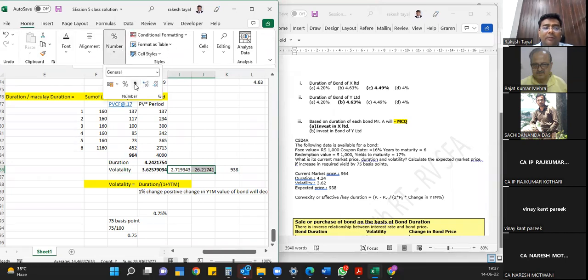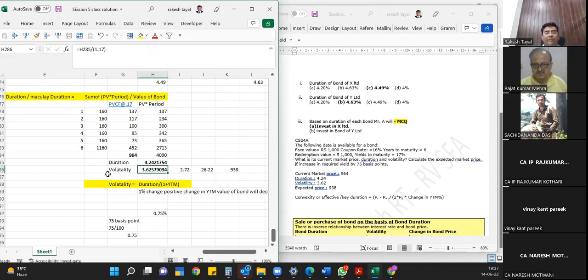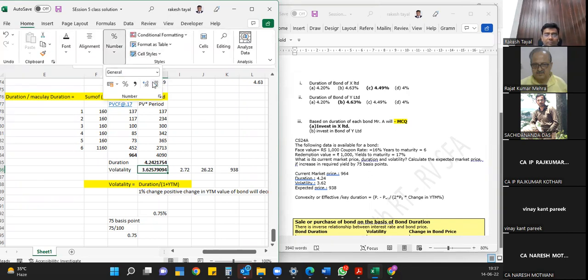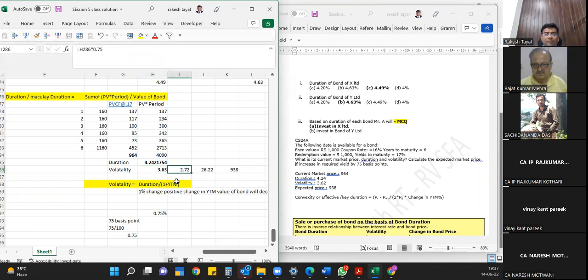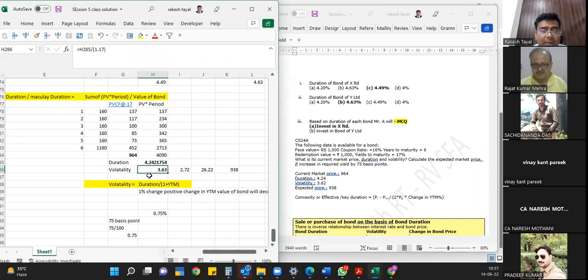The relationship between duration and YTM and value of bond. Volatility, YTM and value of bond. Is it clear? Or shall I repeat? Repeat once, sir. तो वोलेटिलिटी का मतलब है अगर मेरा 1% YTM चेंज होता है, then my value of bond will change in the reverse direction by 1%. So there is an inverse relationship between volatility and YTM.